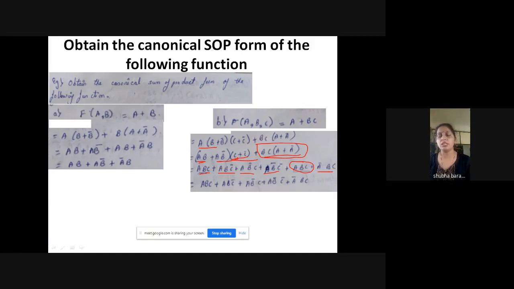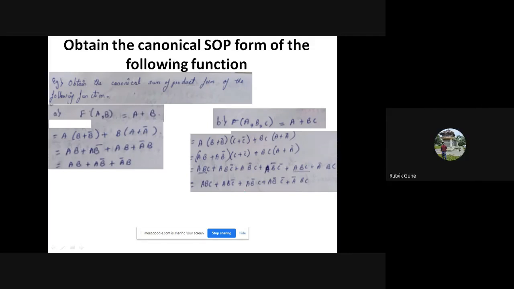Up till here, was it clear, everyone? Up till here, is it clear? Yes, ma'am.